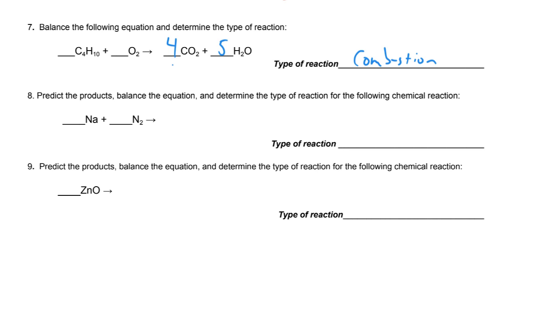So what times 2 is 13? 6.5 times 2 is 13. And then go ahead and double everything. So 2, 13, 8, 10.